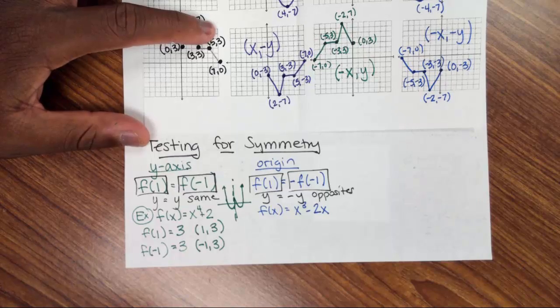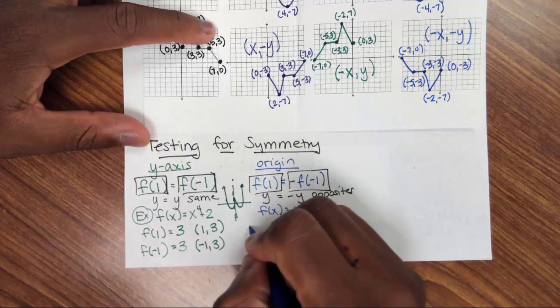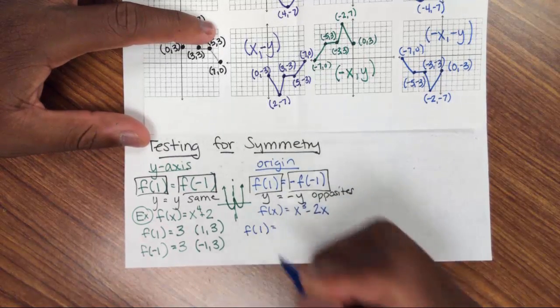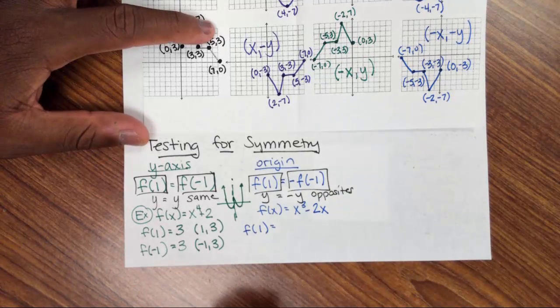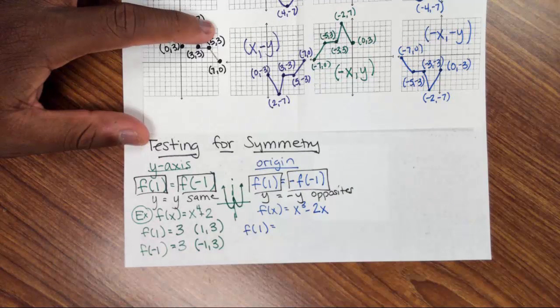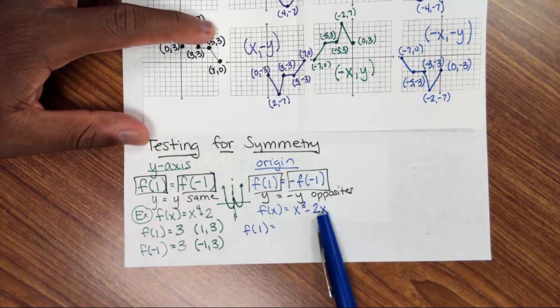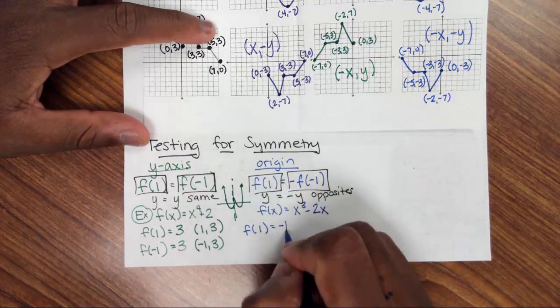So if I do x cubed minus 2x, I get this. Evaluate f of 1. What's 1 cubed? 1, right? And then I do minus 2 times 1, which is what? 2. So that's 1 minus 2, which is negative 1.